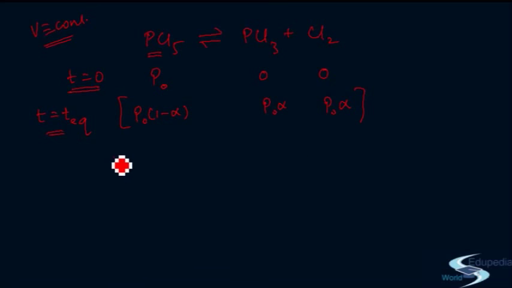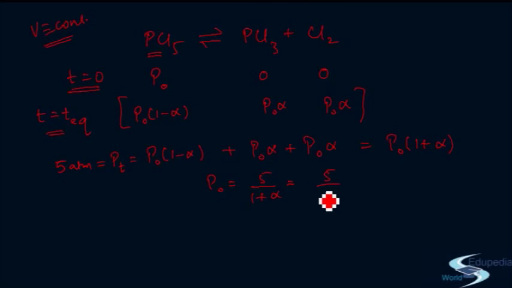This means total pressure is simply the sum of all the partial pressures, which is basically P0 into (1 plus alpha). And this total pressure at equilibrium is given as 5 atmosphere in our question. So from here we can calculate the value of P0. P0 is going to be 5 by (1 plus alpha), and alpha we have already calculated as 0.3, so 5 by 1.3.